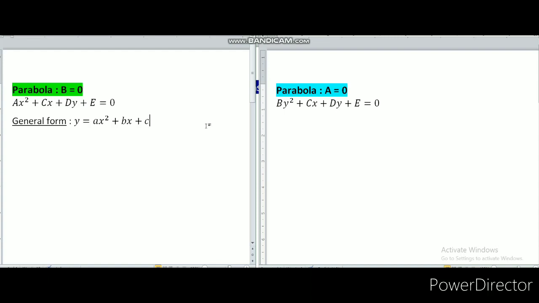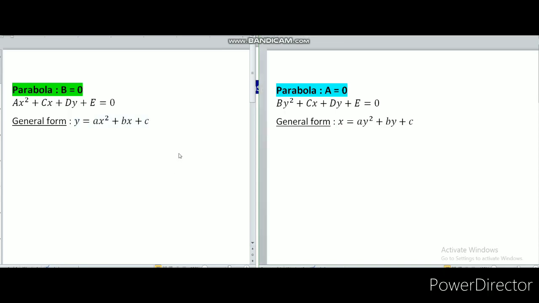So what's the difference with the parabola on the right side? In the general form, since we lost the x square but we still have the y square, we just flip the x and y position. So this one will be x equals ay squared plus by plus c. It's clearly visible, the difference here.